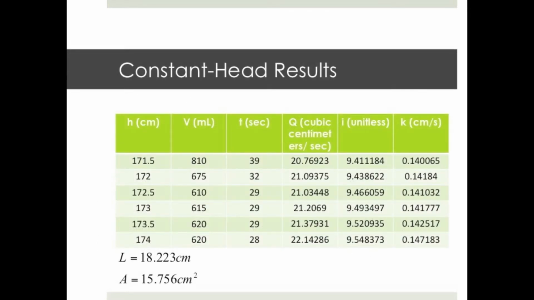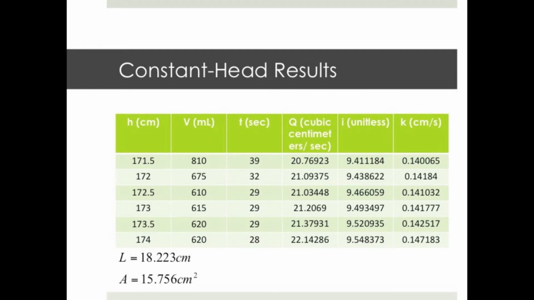Here's our constant head worksheet. The recorded laboratory data is in the first three columns of the table: hydraulic head H in centimeters, volume V in milliliters, and time T in seconds. Hydraulic head is a length measurement from the top of the funnel to the bottom outlet on the permeameter. The volume is the measure of water that flows into the pan in a time increment t.